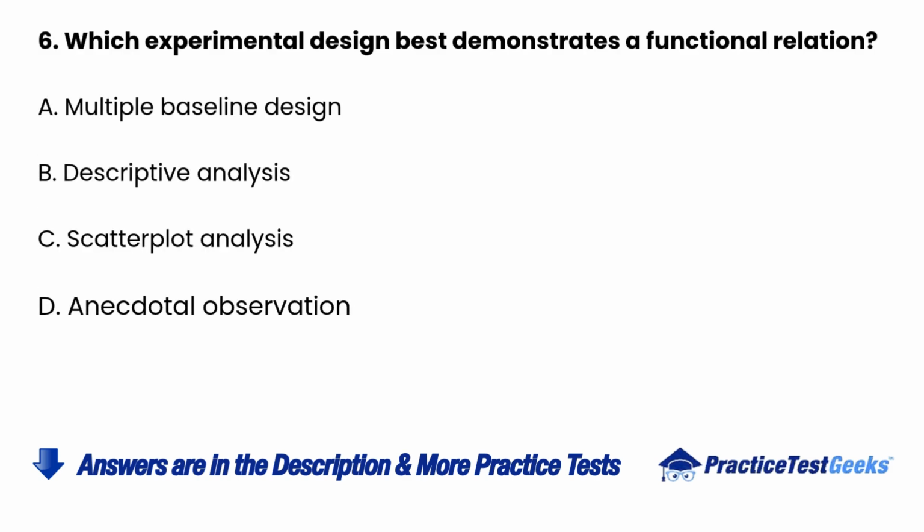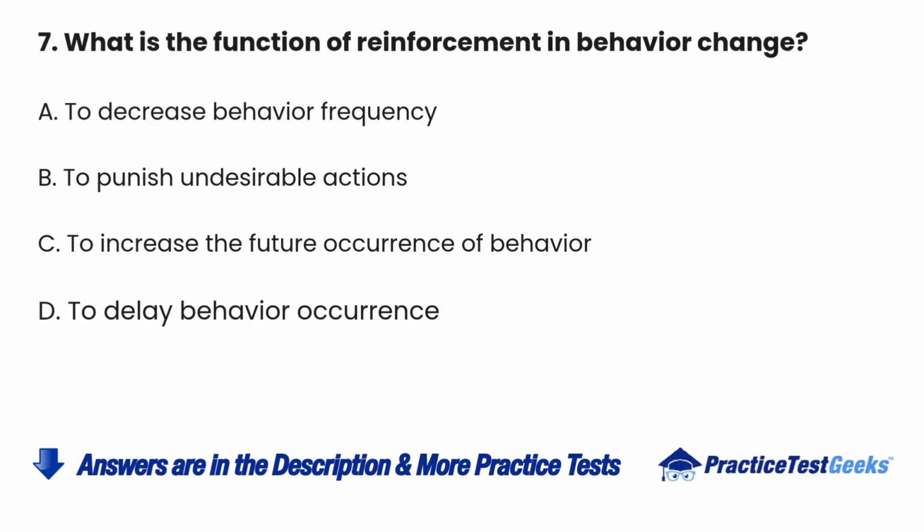6. Which experimental design best demonstrates a functional relation? A. Multiple baseline design. B. Descriptive analysis. C. Scatterplot analysis. D. Anecdotal observation.